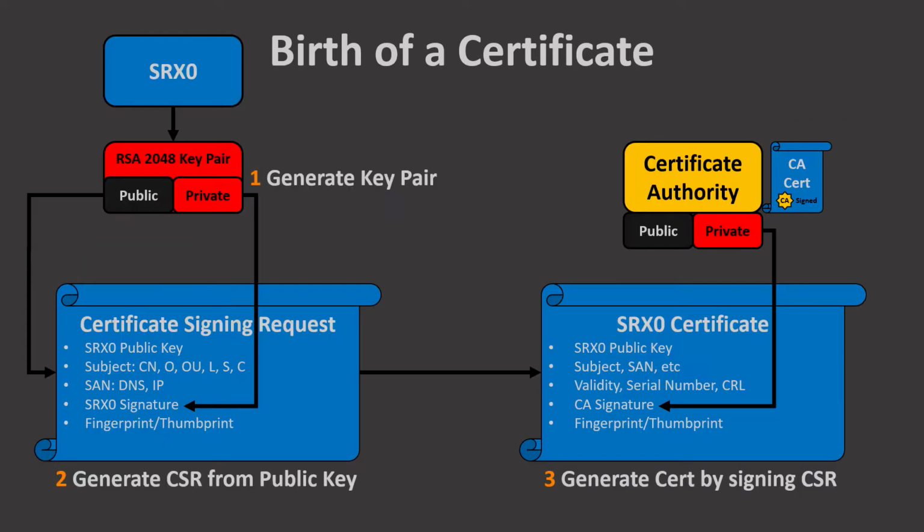The birth of a certificate begins with the generation of a key pair, and in this example, we'll use SRX0. SRX0 is going to generate an RSA 2048-bit key pair. Now, it's called a key pair because they have a mathematical relationship where whatever you encrypt with one key can only be decrypted with the other key, and vice versa. This is called asymmetric encryption.